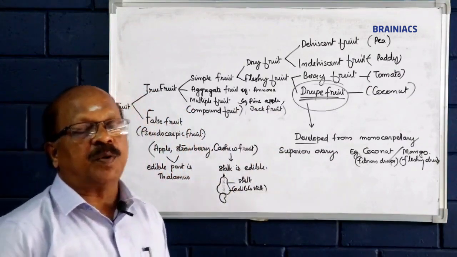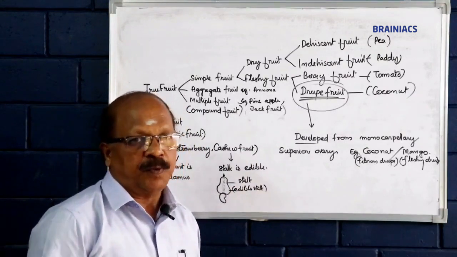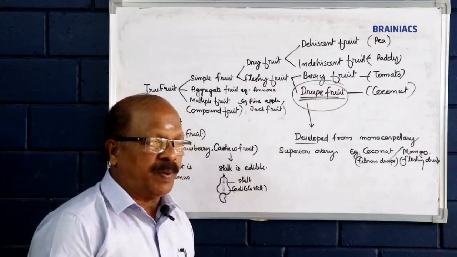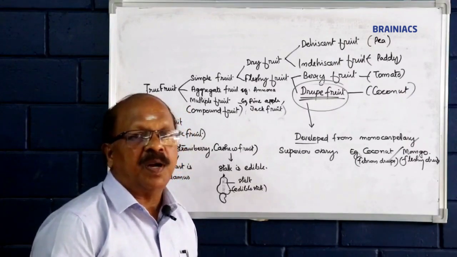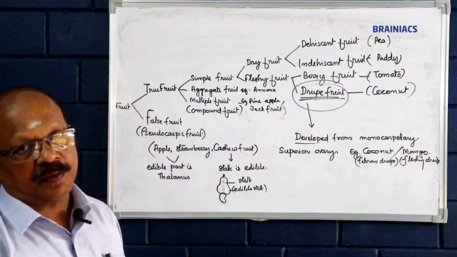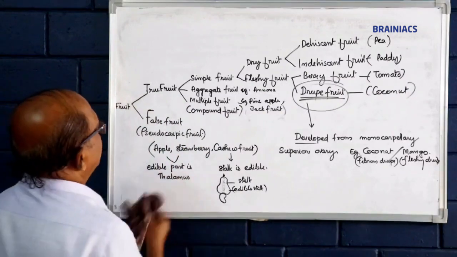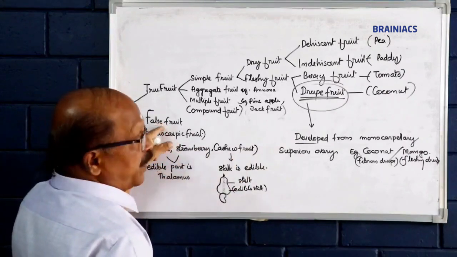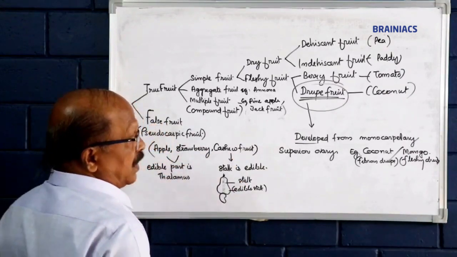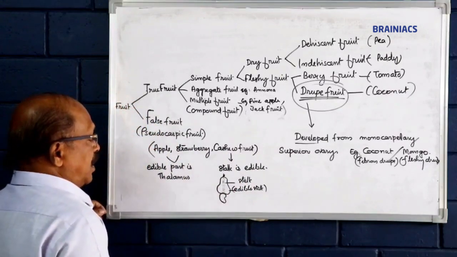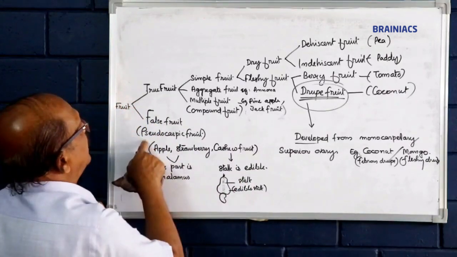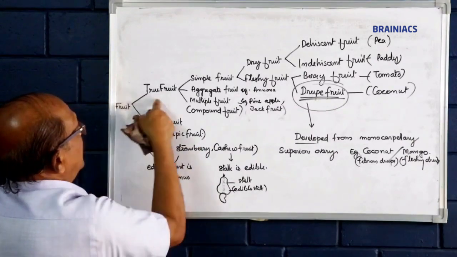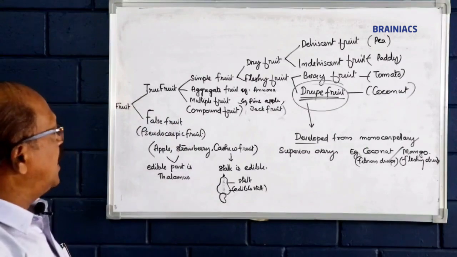So that is a general account of fruits. In most plants, the fruit is edible as it is rich in nutrients. Then false fruit: apple, strawberry, cashew fruit. It is not developed from the fertilized ovary, but the edible part is a part other than the ovary. That is why it is pseudocarpic, a false fruit. Fruit thus divides into true fruits and false fruits.